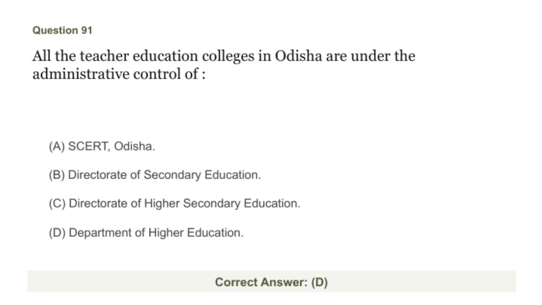The correct answer here is option D, the Department of Higher Education. All the teacher education colleges in Odisha are under the administrative control of this department. It's important to understand that this department oversees the functioning and management of these colleges, ensuring they meet the educational standards set by the state. Recognizing which department has authority helps us understand the administrative structure behind teacher training in Odisha. This connection is crucial because it ties into the broader theme of how education is organized and managed at the state level, ensuring quality and consistency across teacher education programs.